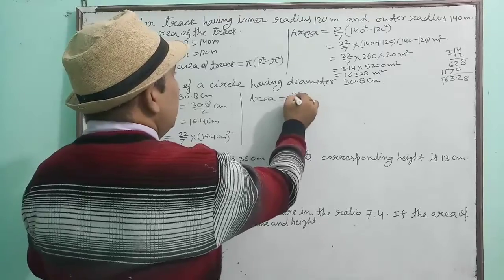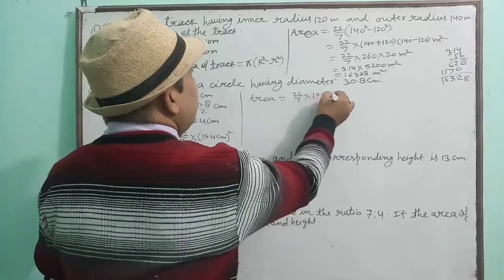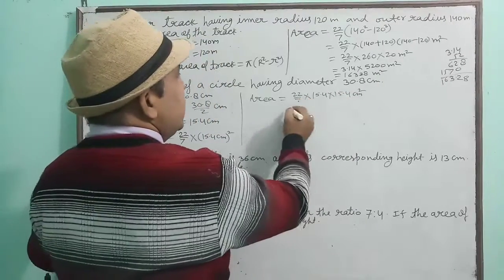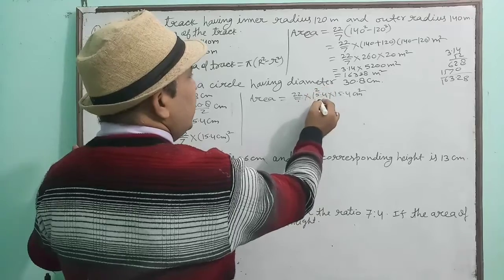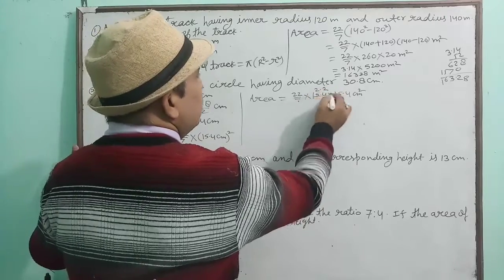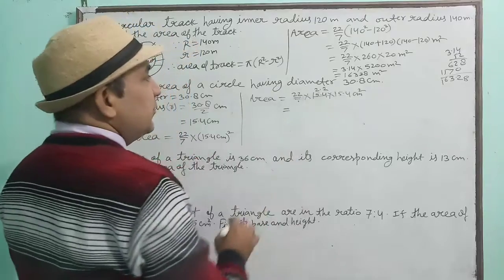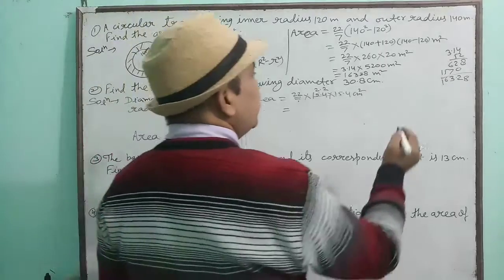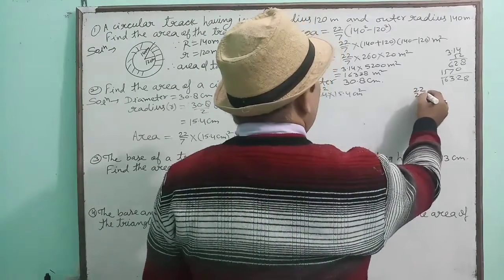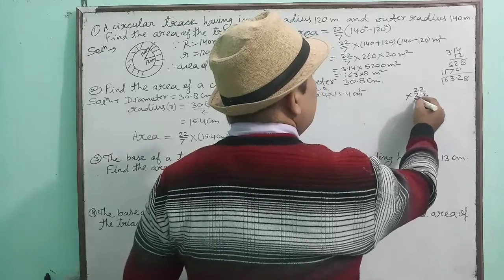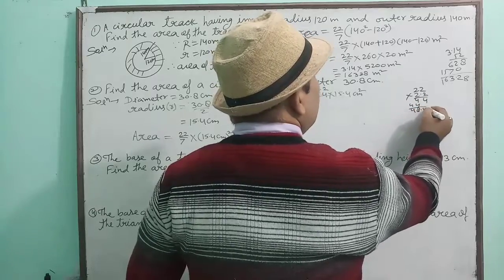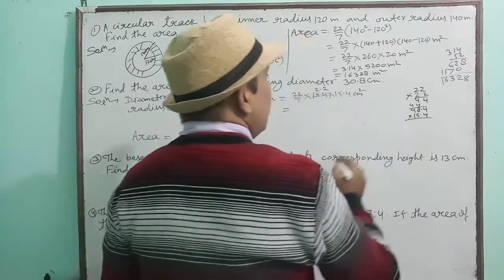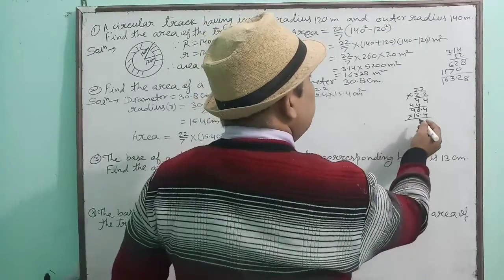Area is equal to 22 by 7 into 15.4 into 15.4 centimeter square. 7 dividing 15.4 gives 2.2 times. Now multiply all the numbers and get your answer. If we multiply these, see here. First 22 is multiplied by 2.2. Then 48.4 we are getting. 48.4 is multiplied by 15.4.